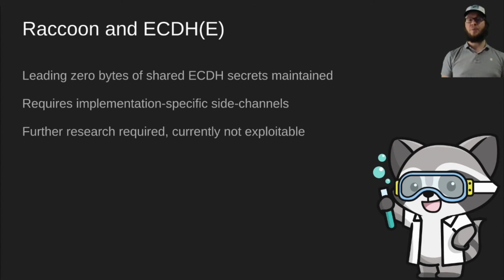TLS 1.2 also offers elliptic curve Diffie-Hellman handshakes, and for the elliptic curve handshake, TLS preserves leading zero bytes of a premaster secret. This does not necessarily mean that no side channel for leading zero bytes is present in the implementation, as a lot of big number libraries do not maintain a fixed size during computation, and the leading zero bytes might have to be added back in by the developer afterwards, which can create a small timing side channel.